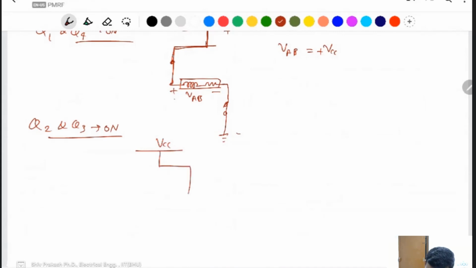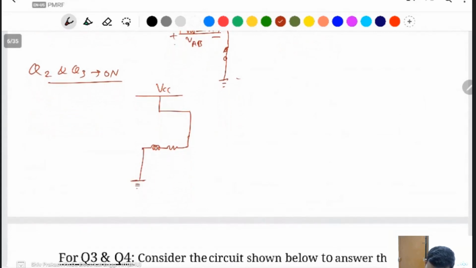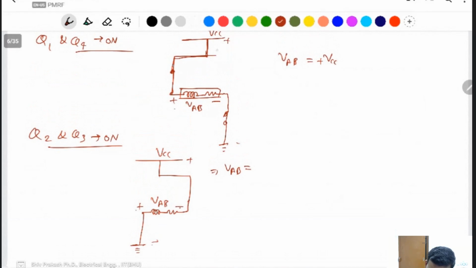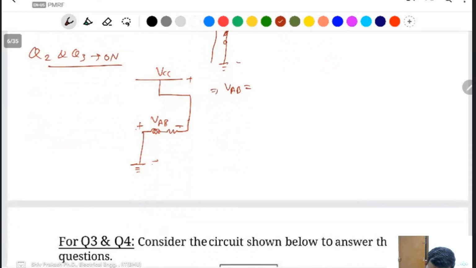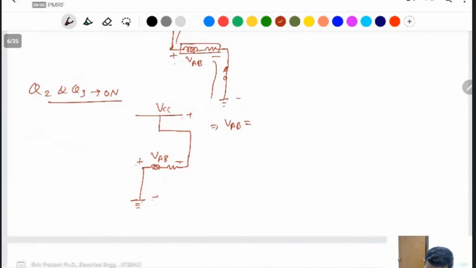Same circuit looks like that. This one is the same as VAB. By reference, then what is the VAB at this time period? This one: positive connected to the negative, and negative connected to the positive. Here: positive connected to the positive terminal, negative connected to the negative terminal. That's why this one is a plus VCC. And here positive is connected to the negative, negative to the positive. That's why this one is the minus of VCC coming in the output.